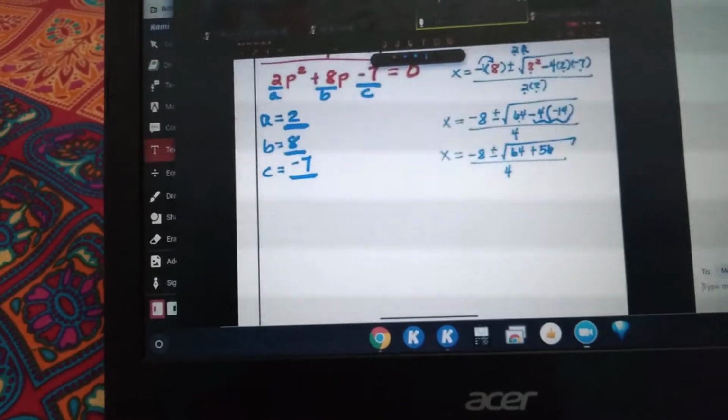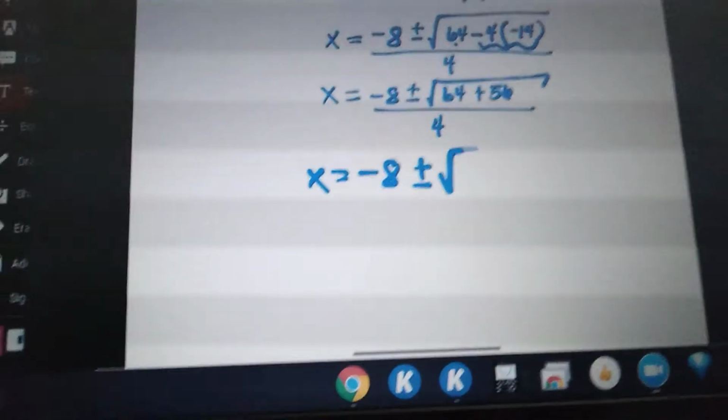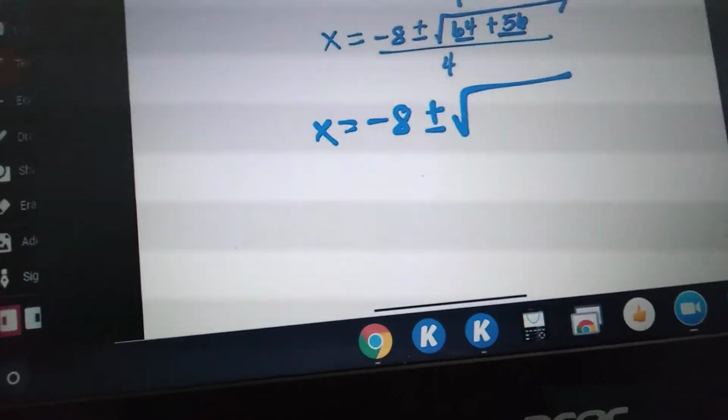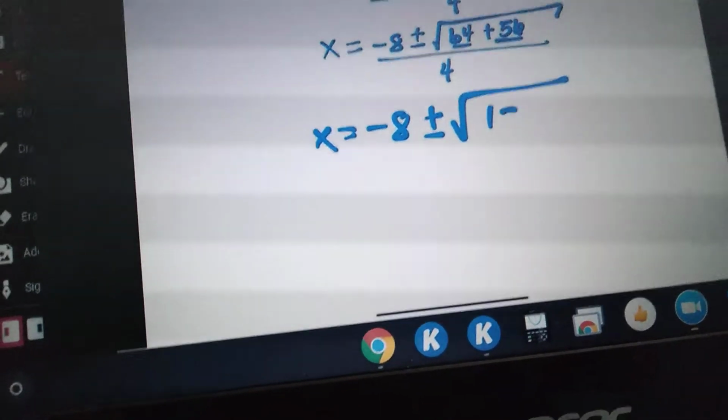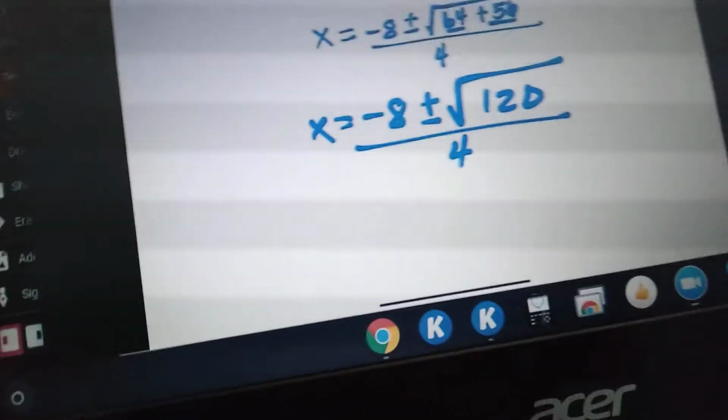And then zoom back in. So now x is equal to negative 8 plus or minus the square root of 64 plus 56, which is 120, all being divided by 4. Everybody good so far?